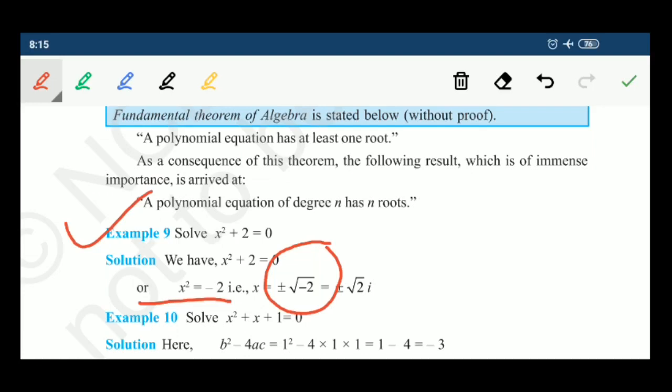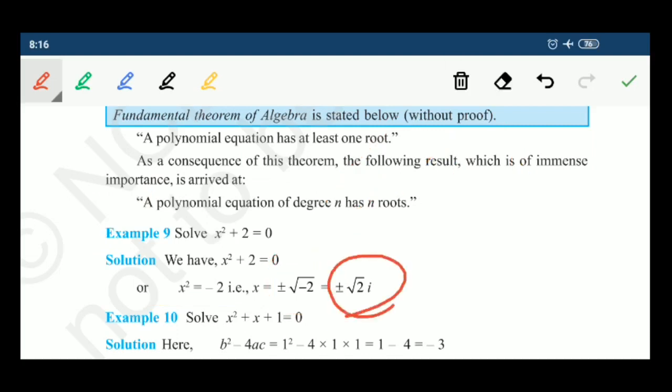We know that under root minus 1 is equal to iota. So here you can write down iota in place of under root minus 1, and the answer is plus minus root 2 iota, which is our required result.